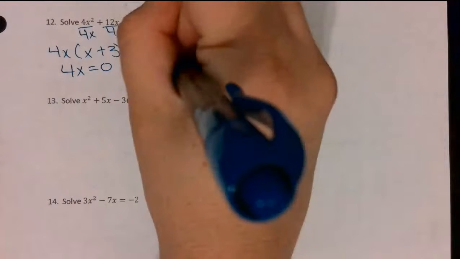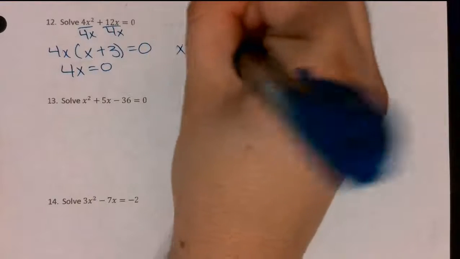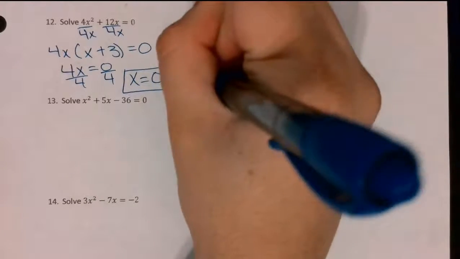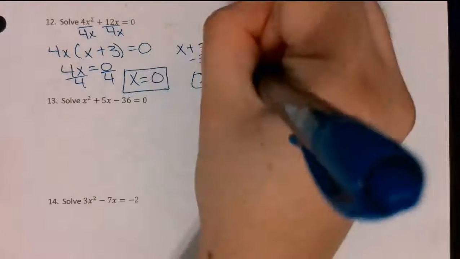So I have 4x equals 0, and x plus 3 equals 0. My first one, I divide both sides by 4. I get x equals 0. On the second one, I subtract 3 on both sides, and I get x equals negative 3.